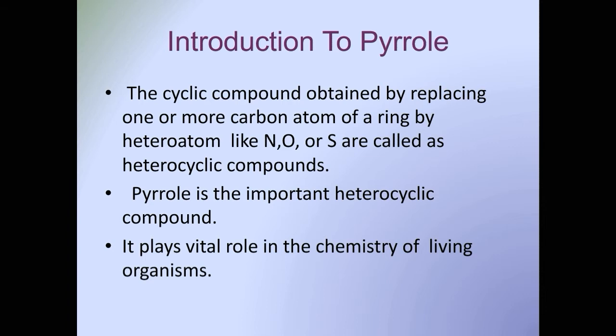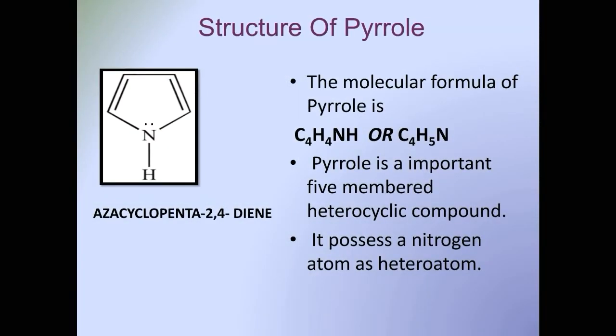Now let's move towards the structure. The molecular formula of pyrrole is C4H4NH, or we can write C4H5N. Both are correct. Pyrrole is a 5-membered heterocyclic compound. There are also some 6-membered, 7-membered and some condensed forms, but this is the 5-membered one in which 4 carbon atoms are there and 1 nitrogen atom is there. This nitrogen atom acts as a heteroatom.